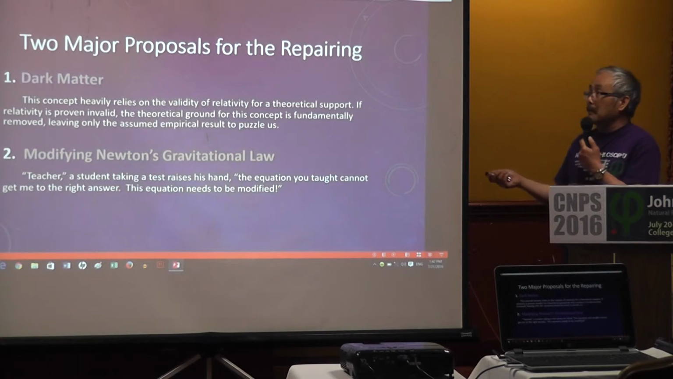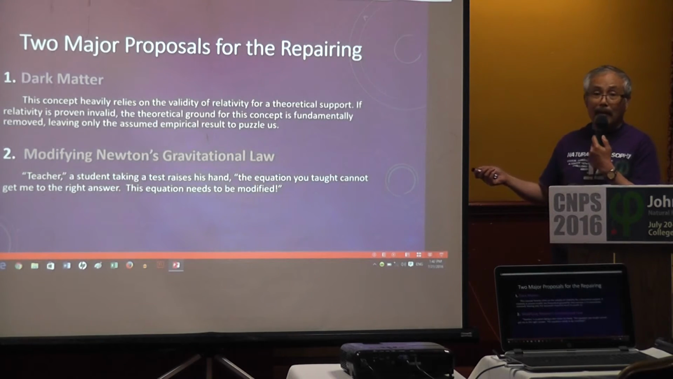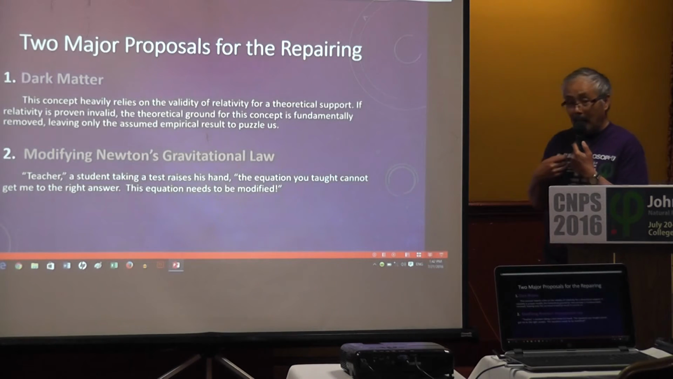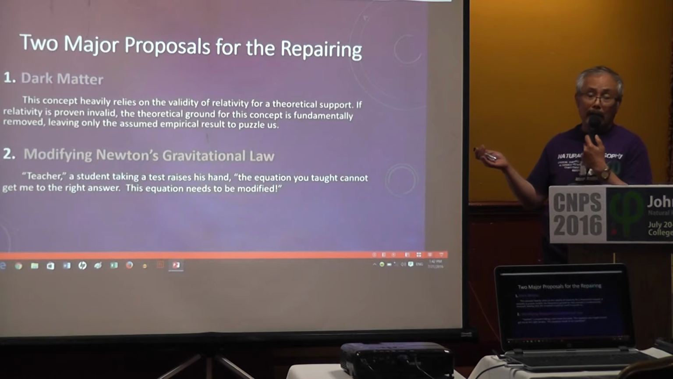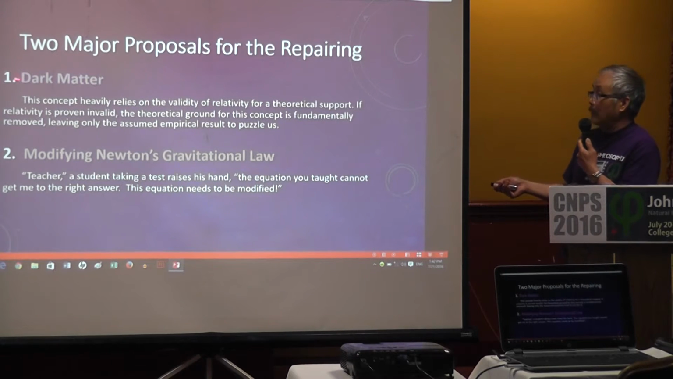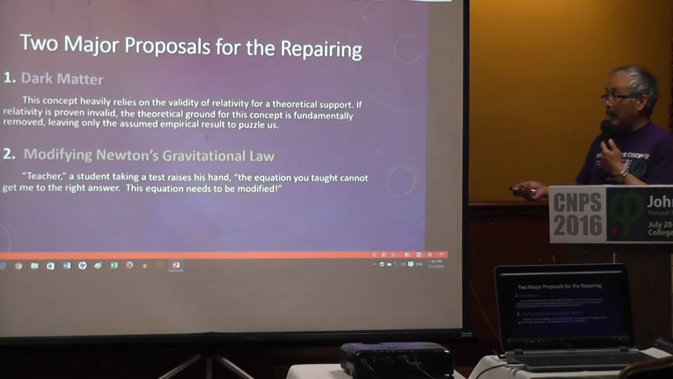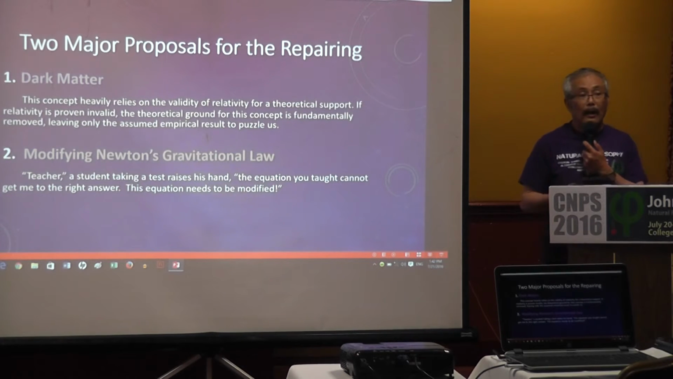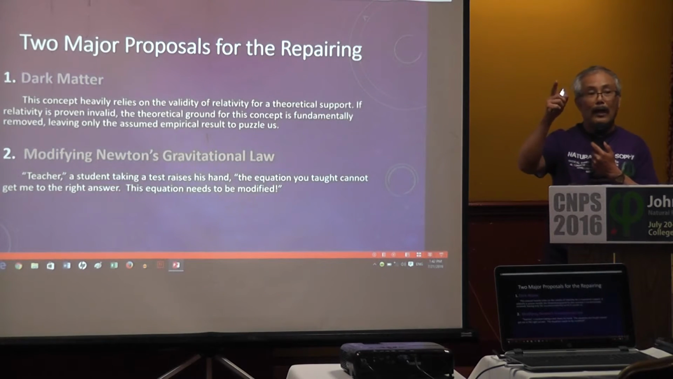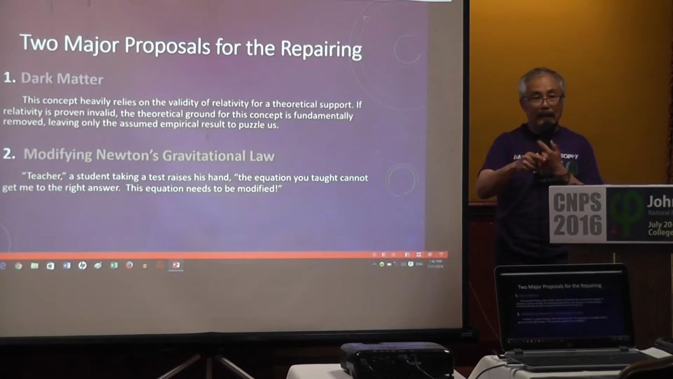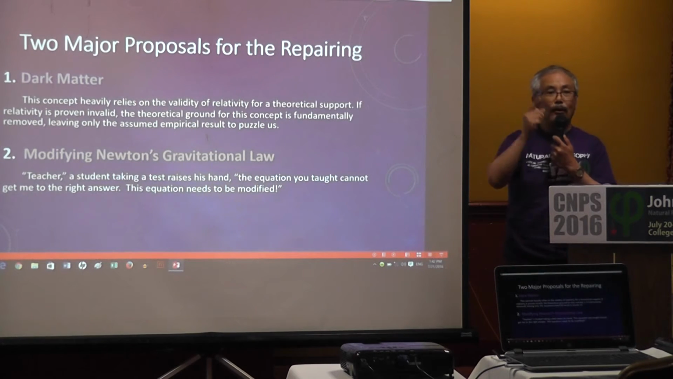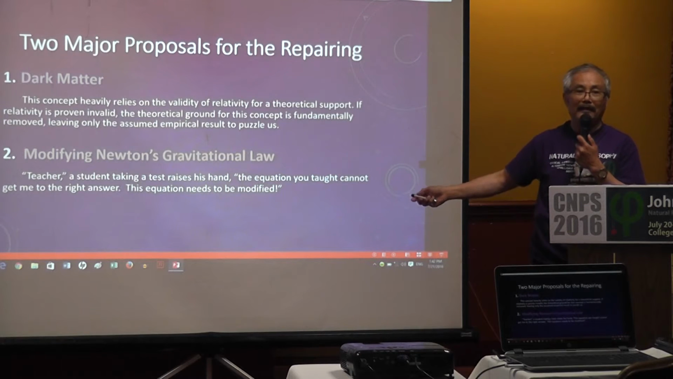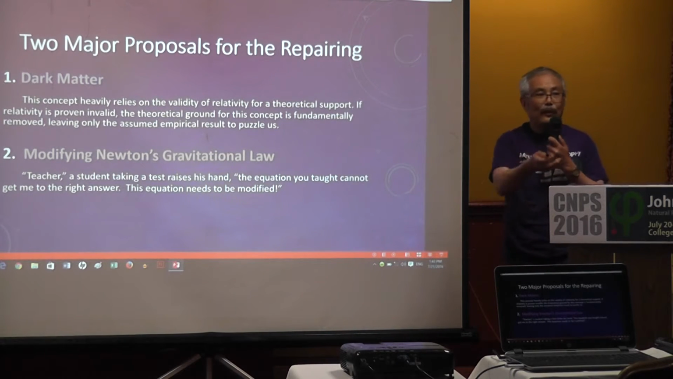Maybe the other theory can prove dark matter exists, but at least in my knowledge, I don't see any other theory that can provide support for dark matter. And then the second repair for Newton's law is to modify Newton's gravitational law. But I believe many of you are professors or teachers, and there's one principle I don't think you will allow. If a student taking a test says to the teacher, the law or rule you taught me could not help me get the right answer, so the rule should be modified, I don't think you will permit it.